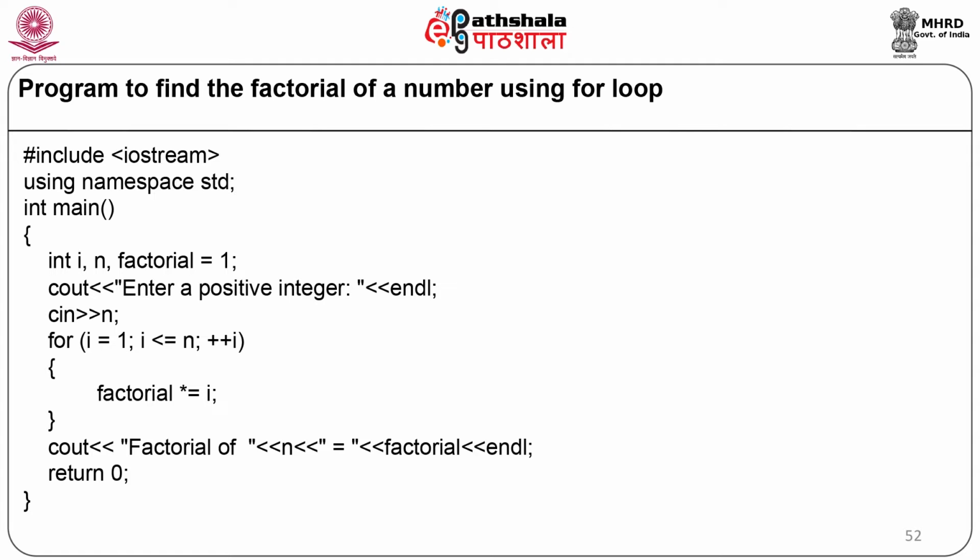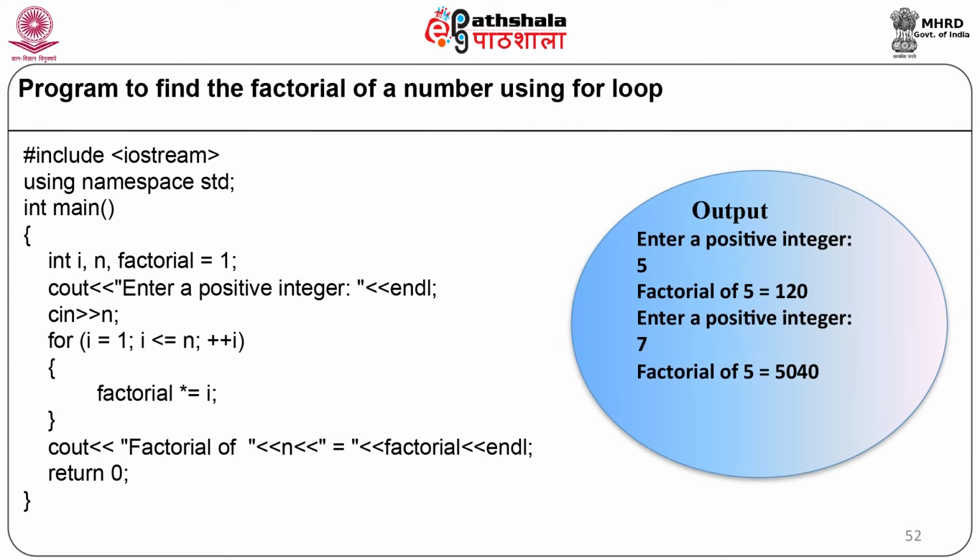We are writing the for loop: for i equal to 1, i less than or equal to n, plus plus i. Inside the for loop our statement is factorial star equal to i, that is nothing but factorial equal to factorial into i. Outside the for loop we are displaying the message as factorial of the number, displaying the value of factorial, return 0, and our main program ends. Now, when the above code is compiled and executed, it will produce the result as enter a positive integer 5, then it will display the message as factorial of 5 is 120.